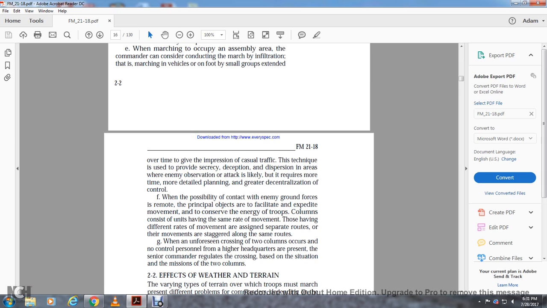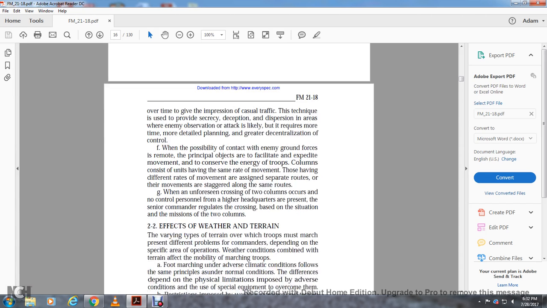When there is the possibility of contact with enemy ground forces, the principal objective is to facilitate expedited movement and conserve the energy of the troops. Columns consider units that have the same rate of movement. Units having different rates of movement are assigned separate routes, or are staggered along the same routes. When an unforeseen crossing of two columns occurs and no control personnel from higher headquarters are present, the senior commander regulates the crossing based on the situation and the mission of the two columns.